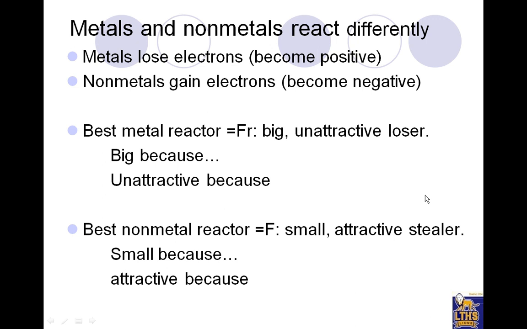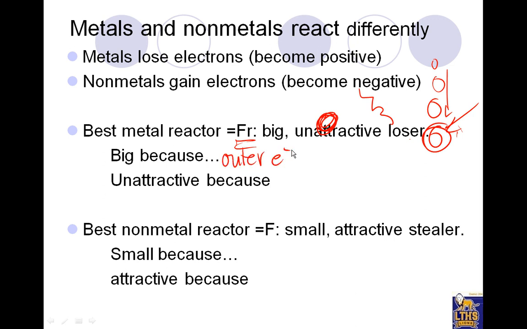Alright, so metals and nonmetals react differently. Metals are losers, and they become positively charged cations. Nonmetals are gainers, they become negative. What's the best metal reactor? Well, the biggest unattractive loser. So here we have metals, right? And this is the biggest one. Okay, so metals get bigger going down and over. Okay, based on this. So big metal over here. Francium is the biggest metal there is. It's unattractive to other electrons because its outer electrons are so far away, so it's easy to lose. So best metal reactor: big, because outer electrons are far from the nucleus.